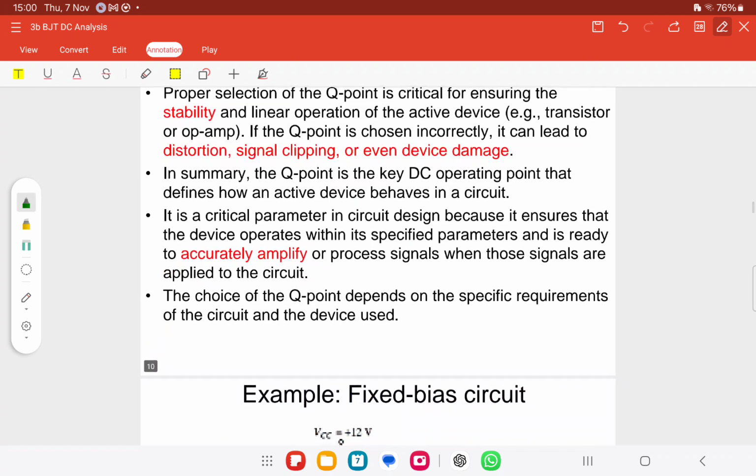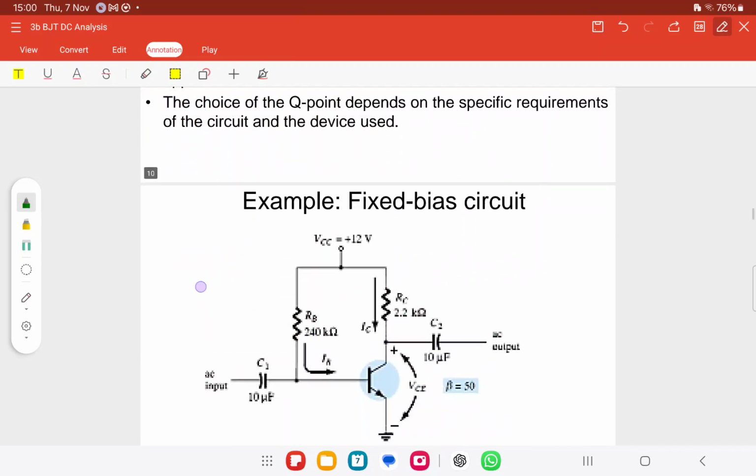The choice of the Q point depends on the specific requirements of the circuit and the device. If you want a high Q point, like Hamzah said, which one is the best? It depends on the circuit, depends on the purpose. What is our purpose?